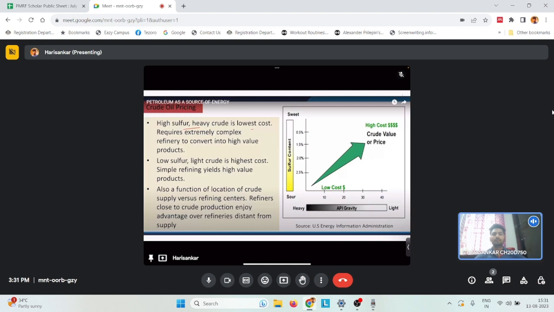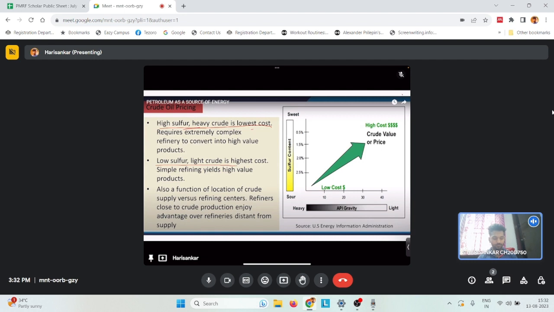And crude oil pricing. As I said, usually these prices are set based on reference crudes, such as West Texas blend and Brent crude blend and so on. Usually high sulfur and heavy crude will have a very low cost, because this high sulfur heavy crude requires a lot of extreme complex processing to convert it into petrol, diesel, and so on. That is why usually these will be the cheapest. But low sulfur and light crude are of the highest quality, and they'll also cost you the highest amount. And this doesn't require such complex extreme processing.